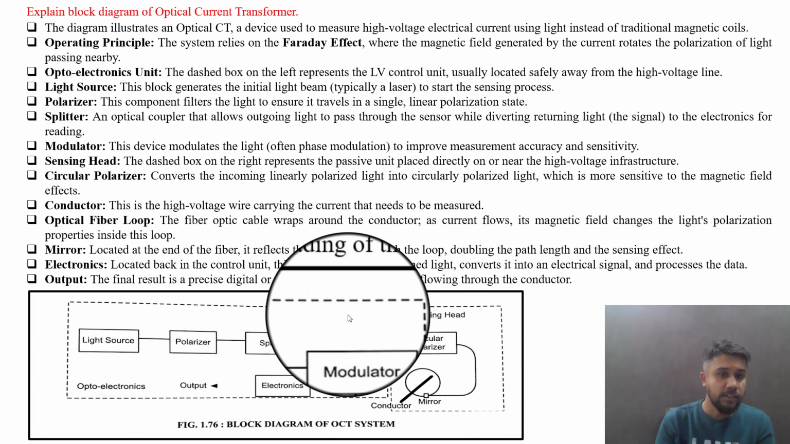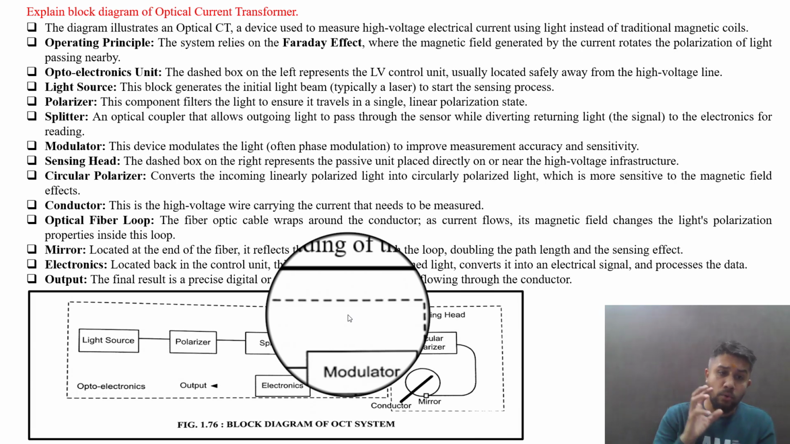The conductor. This is the high voltage wire carrying the current that needs to be measured. Optical fiber loop. A fiber loop is there. The fiber optic cable wraps around the conductor and serves the purpose of the CT secondary. As current flows, its magnetic field changes the light's polarization properties inside the loop, and the effect is measured by this loop, the secondary.